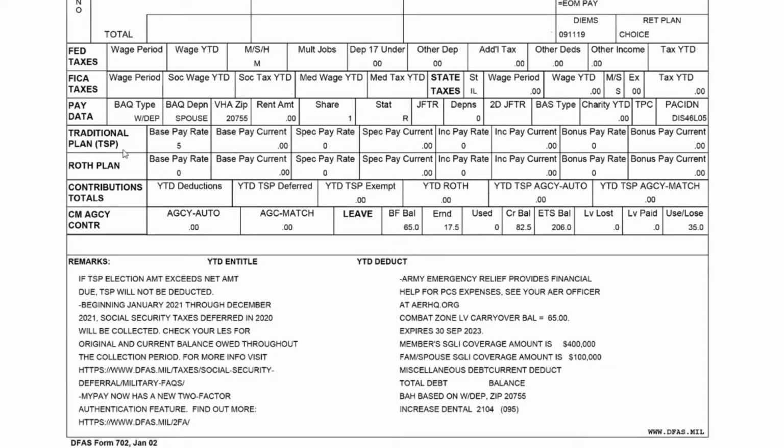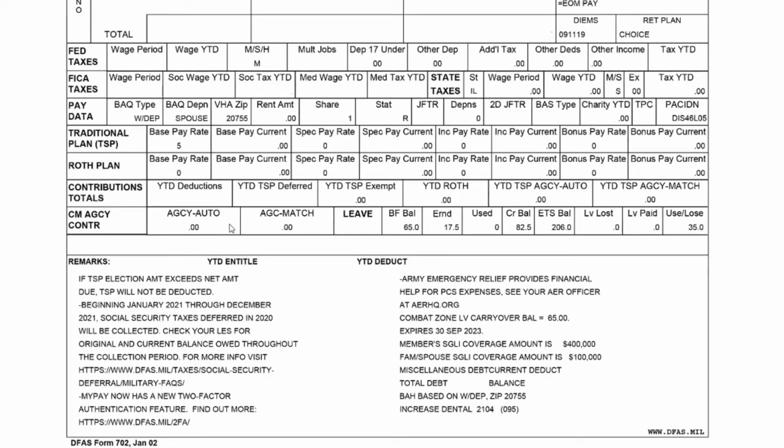On the left here, you see the traditional TSP, which I have at a base pay of 5%, and you'll have to go across the board here and you'll be able to see what you put in the year to date, as well as for the Roth plan. And on this last one, contribution totals talks about year-to-date deductions, TSP deferred, all of that, including the Roth, all in these three rows right here.